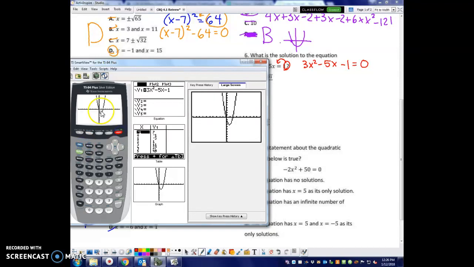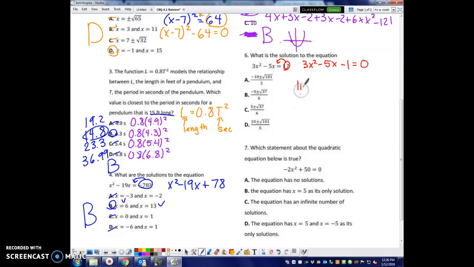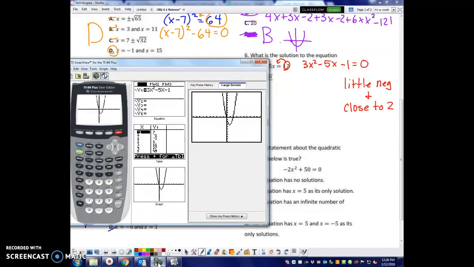So if it looks like it's at 0 and 2, it looks like it might be a little bit negative and almost to 2. So it's a little negative, and one that's close to 2. Okay? So we're going to type those in and find the one that has an answer that's a little bit negative and one that's close to 2. Okay? So, letter choice A. This is how you have to type it in.